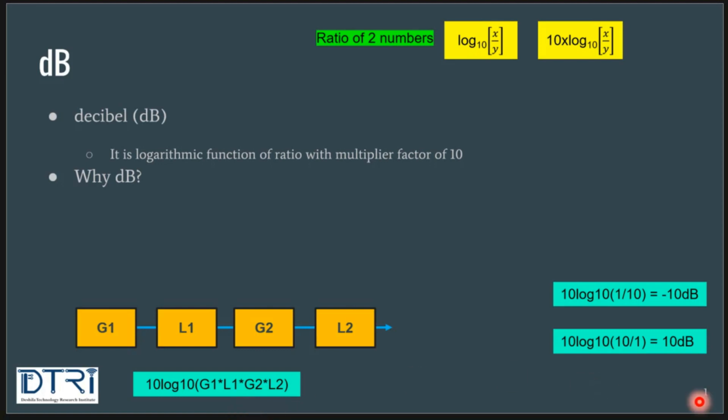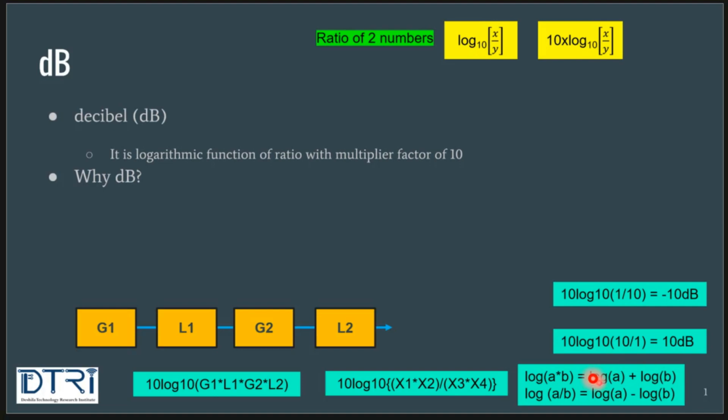Similarly, if the equation has terms to be multiplied and divided, again a very common scenario in communication systems, it will look something like this in decibels. So you have x1 and x2 which are multiplied, and then it is also divided by x3 and x4. We know that these are the common log equations.